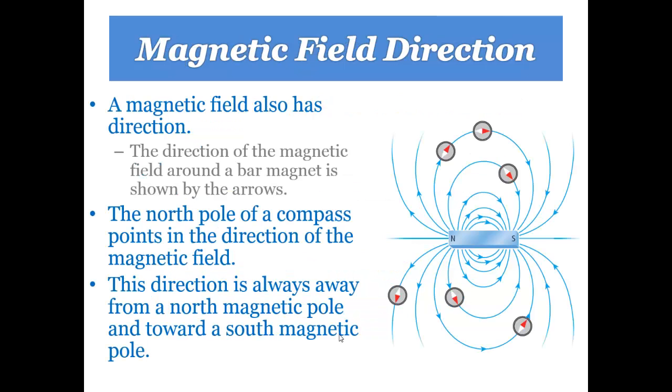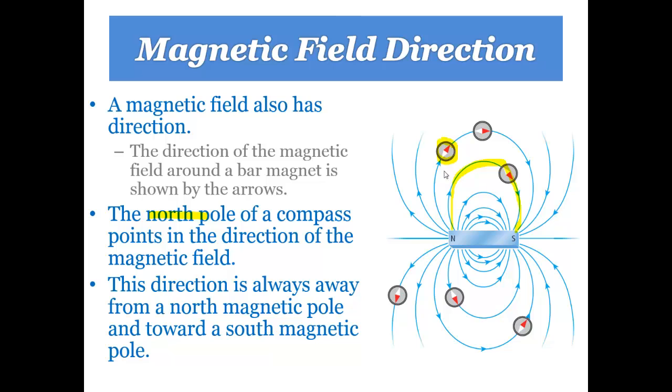Now, kind of interesting, as I already pointed out, a magnetic field has direction. Notice that the magnetic field always goes from the north pole to the south pole. This is kind of how a compass works. A compass always aligns itself with the magnetic field lines. So these little pictures here in our drawing are compasses. The red is the north pole of the compass.